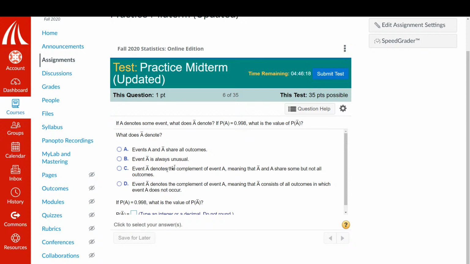What it denotes is that it is the complement of A, that they are mutually exclusive. They are disjoint. They have nothing in common. So C is not fully correct. It's true that it denotes the complement, but the meaning that A complement and A share some outcomes is it cannot happen. So D is the more accurate response. Event A bar denotes the complement of A, meaning that A bar consists of all outcomes in which event A does not occur.